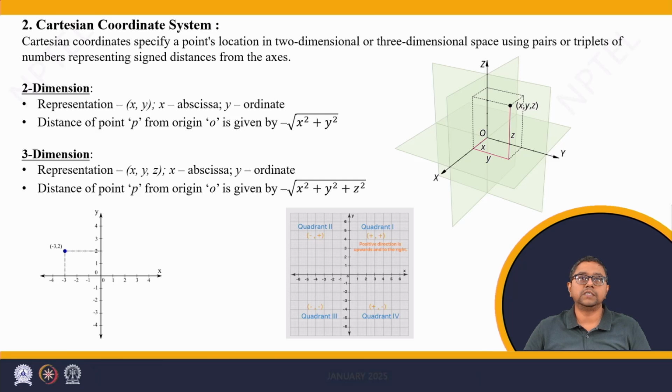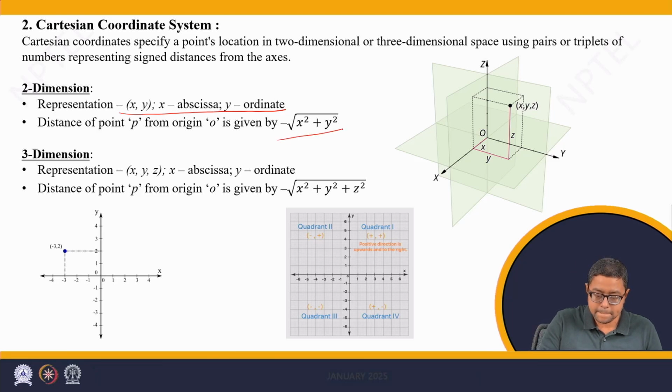The coordinates of two-dimensional Cartesian systems are represented as the abscissa and ordinate set, usually denoted by x, y. The distance of any point P from the origin is given by the square root of the sum of squares of the abscissa and the ordinate. This can be seen from the adjacent diagram.